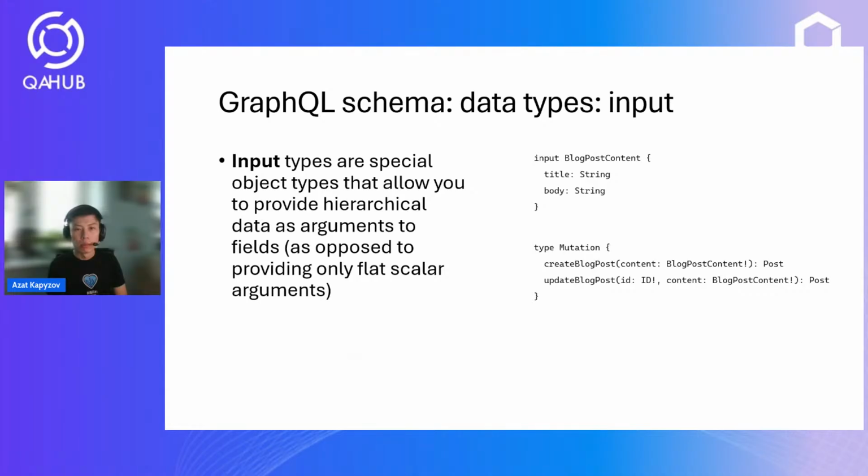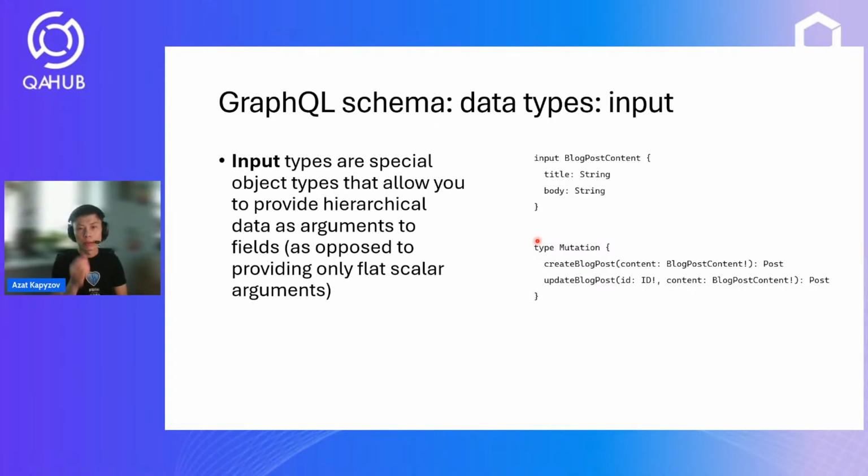Another type is input. Input types are special object types that allow you to provide hierarchical data as arguments to fields. Since we cannot specify variables inside of curly brackets like objects in our arguments, we need to use this input type. For example, in this case, we created type input, which is called blog post content, and it contains two fields, title and body.